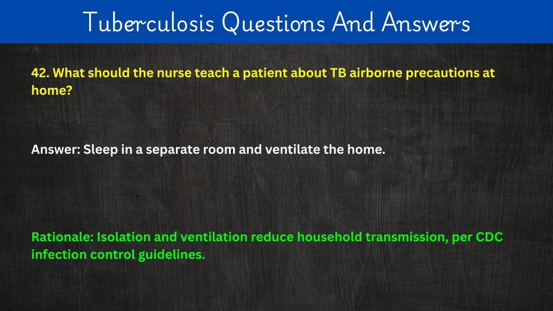42. What should the nurse teach a patient about TB airborne precautions at home? Answer: sleep in a separate room and ventilate the home. Rationale: isolation and ventilation reduce household transmission, per CDC infection control guidelines.